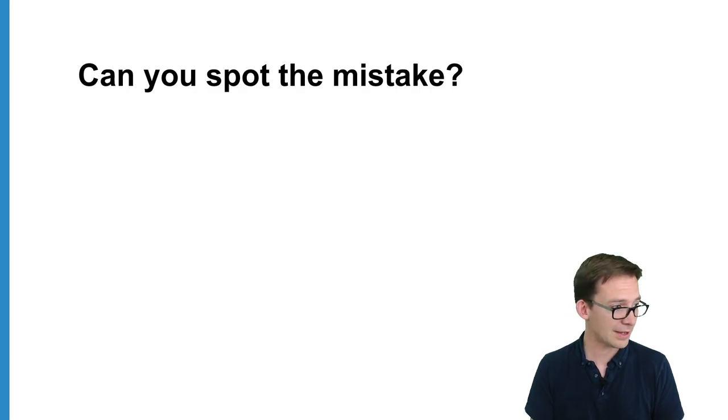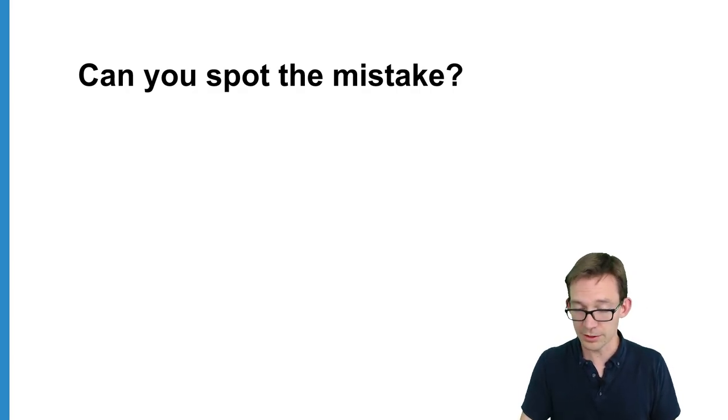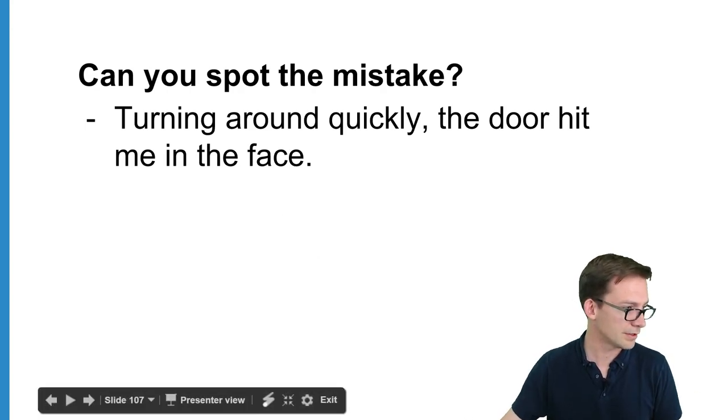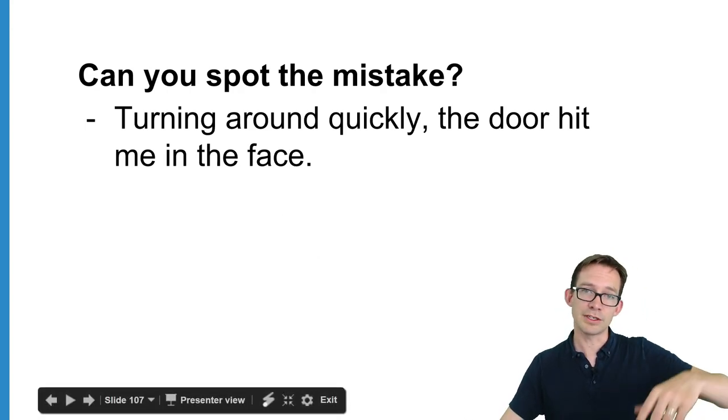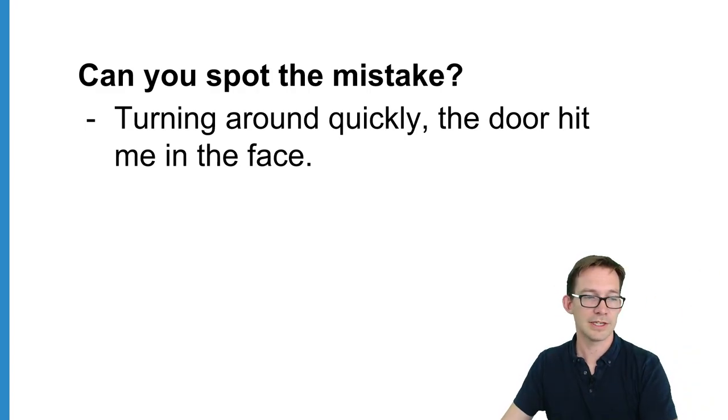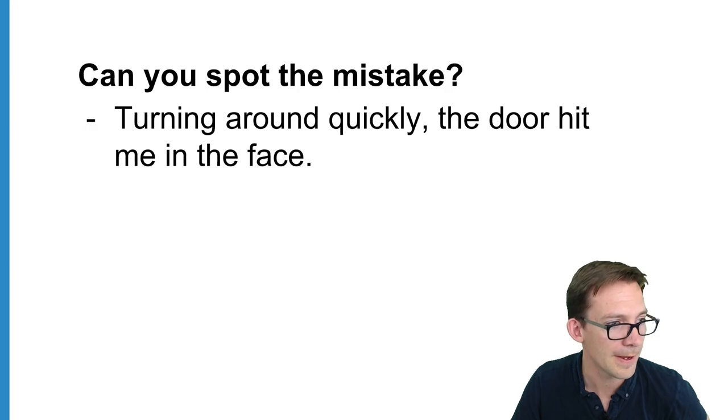So let's see who the fastest student on the internet is. I'm going to put this up here. Turning around quickly, the door hit me in the face. Find the mistake. I'm going to disappear for 10 seconds and I'm going to put the music on. Tell me what's wrong with that sentence. Okay? I'm out of here.